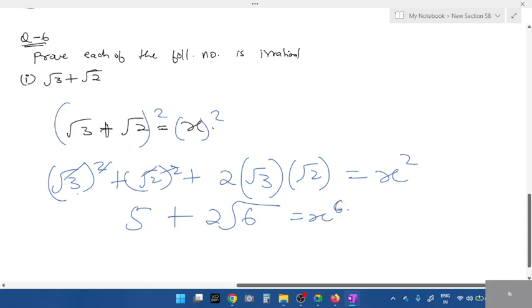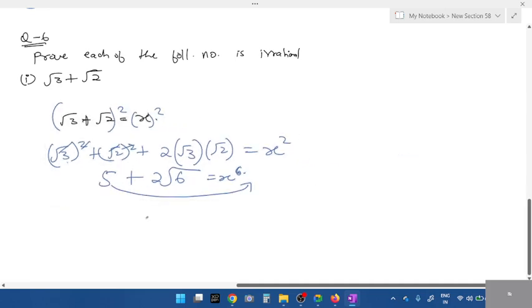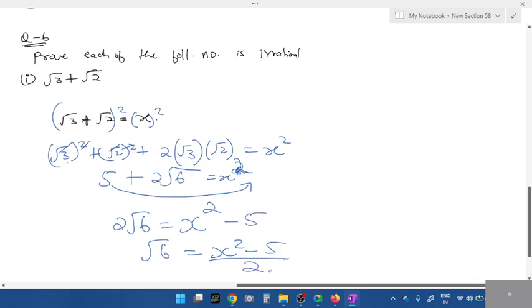Next, keep the root value as it is. Bring this 5 to the other side. Whichever doesn't have root, shift it to the other side. So 2 root 6 is equal to x square minus 5. Keep the root as it is. Divide this, x square minus 5 divided by 2.